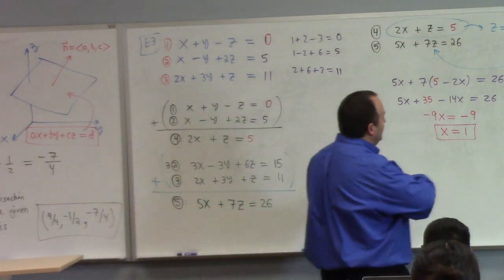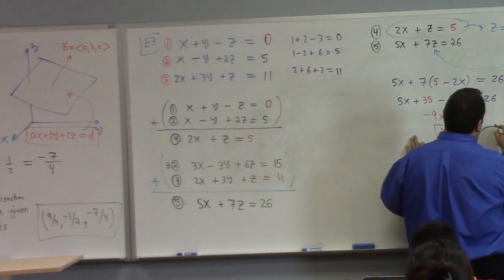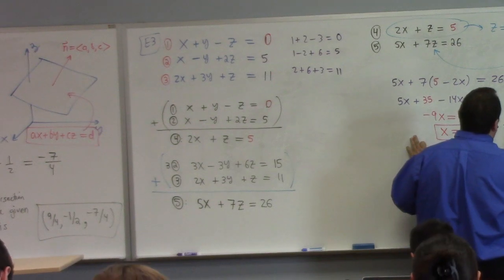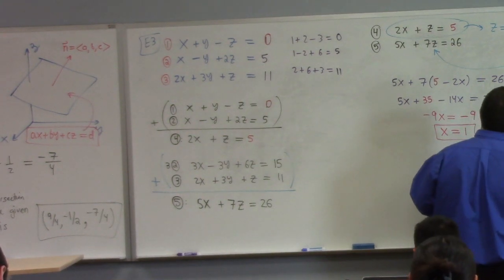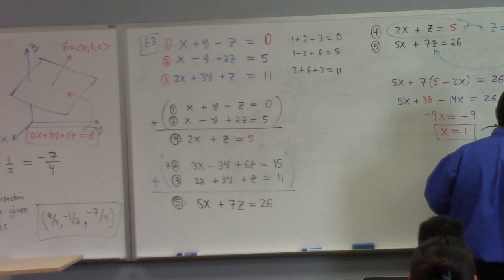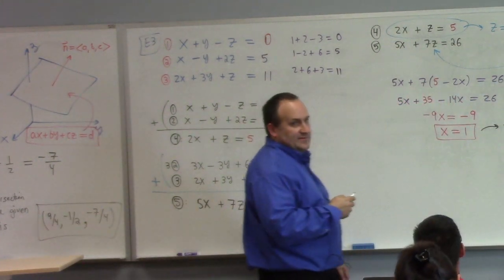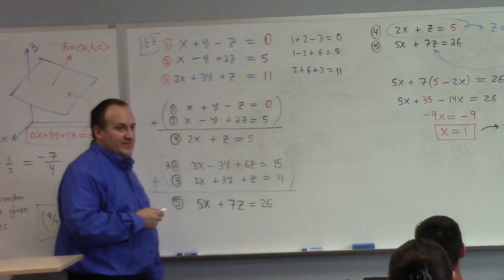Inconceivable. All right, so z is equal to 5 minus 2 times 1, also known as 3. Woohoo! See how nice that is? Whole numbers. How do we get y?